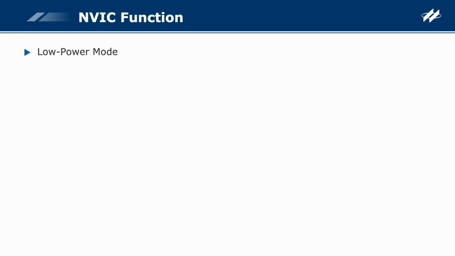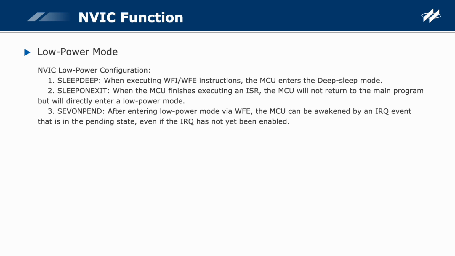The NVIC supports 3 low-power configurations: Sleep Deep, Sleep on Exit and SEV on Pend. These configurations help the MCU enter power-saving modes under specific conditions and provide flexible ways to wake up the system according to the requirements. 1. Sleep Deep. If Sleep Deep is enabled and a WFI or WFE low-power instruction is executed, the MCU will enter the deep sleep mode. In the deep sleep mode, the MCU will shut down more peripherals to further reduce power consumption.